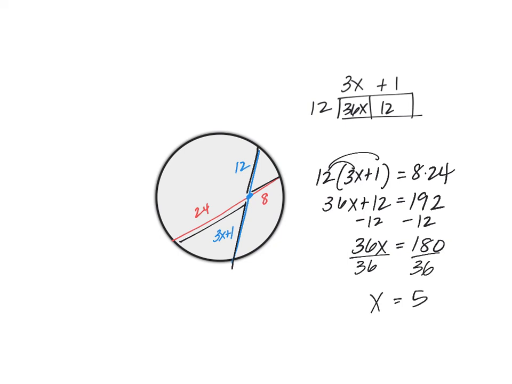Now, beware on problems like this. If you were just being asked to solve for x, you would be done. But if it were asking for the length of the chord, we'd have to plug 5 back in, which would give us 15 plus 1, which is 16.